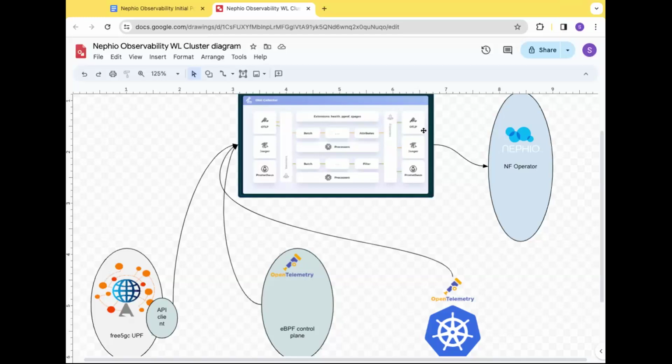Should I share my screen quickly? Yeah, go ahead.